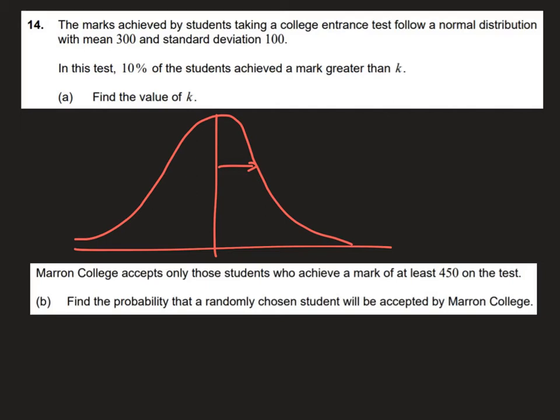Question 14 is about the normal probability distribution, and we are looking at the test results of students taking an entrance test. We know that the mean is 300, and we know that the standard deviation is 100, and we're told that in the test 10% of students achieved a mark greater than K. So we've got some value here, K, which 10% of students exceed. So the area to the right of this must be 10%.